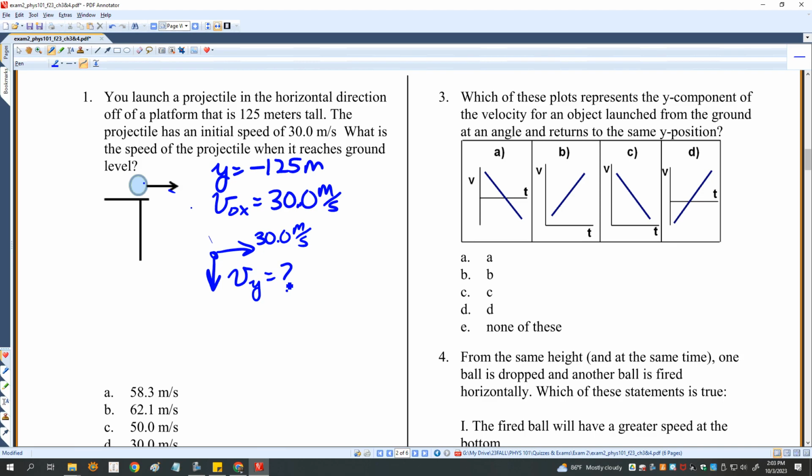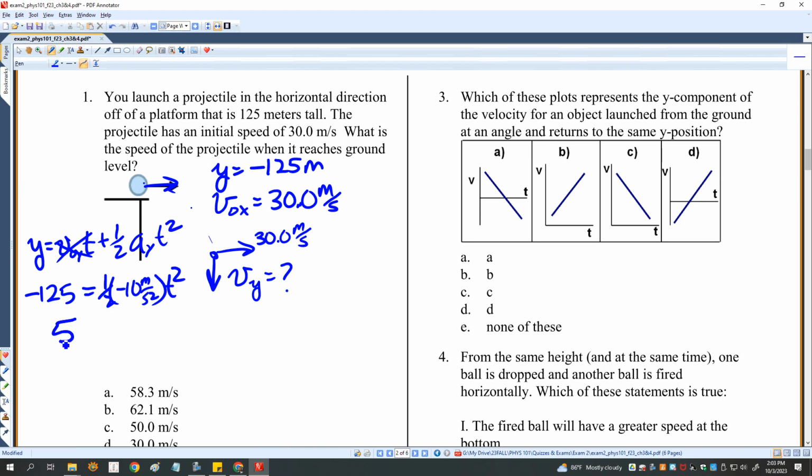First thing I need to do is just find the time. So to find the time, I say that y is equal to V naught y t plus 1/2 ay t squared. That's negative 125. V naught y is 0 because it's all horizontal initially, so that just goes away. So it's equal to 1/2 of negative 10 meters per second squared times t squared. That's 125 divided by negative 5, it's 25 equals t squared. So t is equal to 5 seconds. That's how long it takes to get to this point.